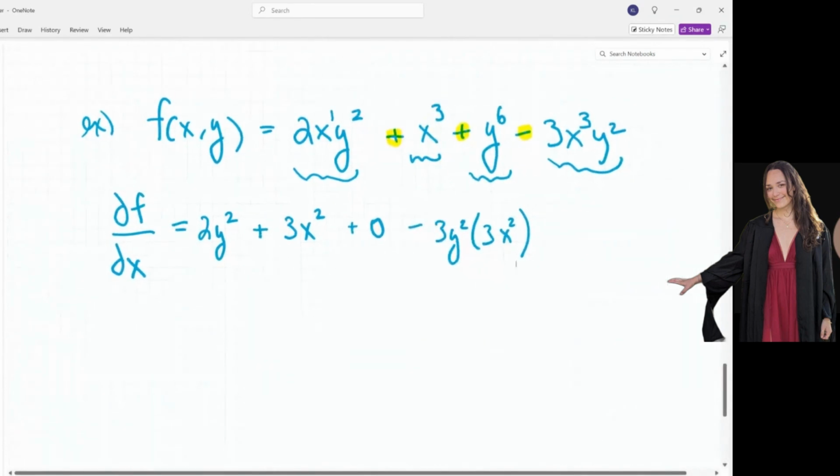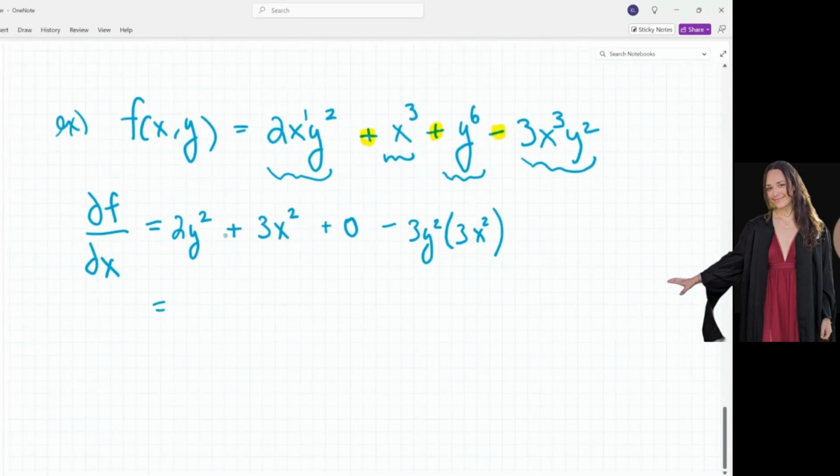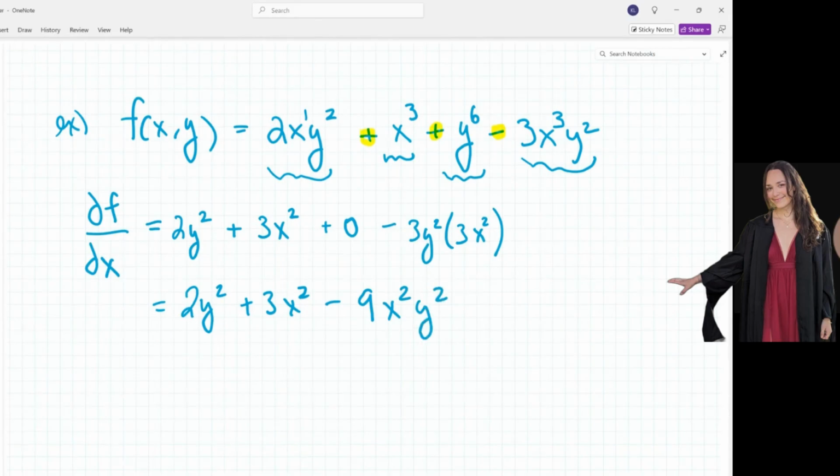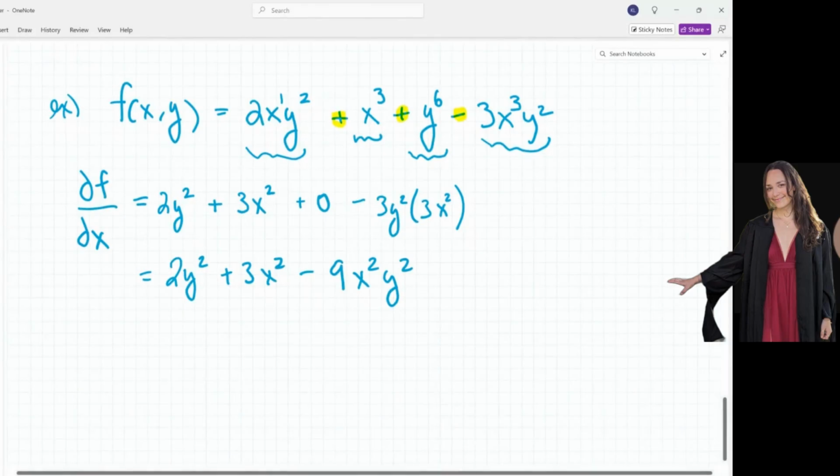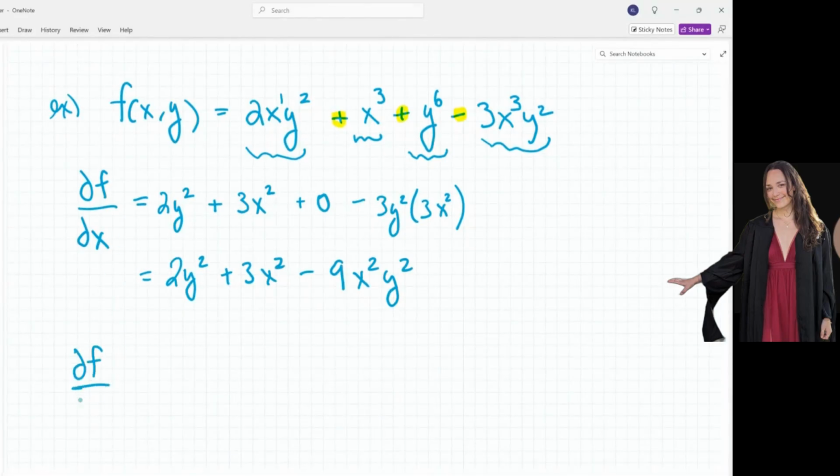Okay, and then we can just simplify this a little bit. So we've got 2y squared plus 3x squared minus 9x squared y squared. And that is the partial derivative with respect to x. So now we're going to go ahead and do the same thing, and we're going to calculate the partial derivative here with respect to y. So that means, again, we're going to be treating x as a constant.